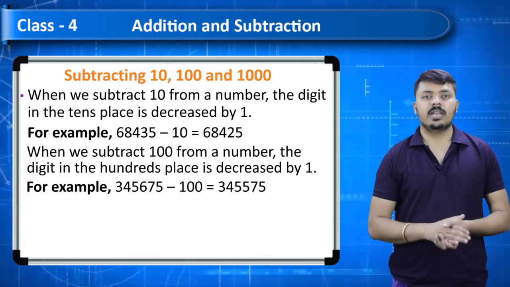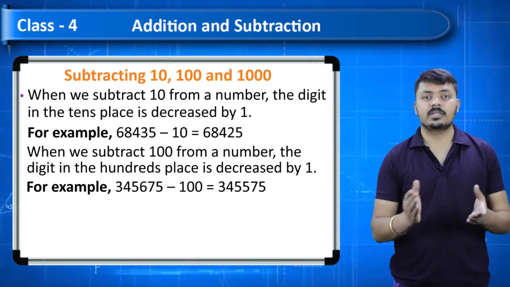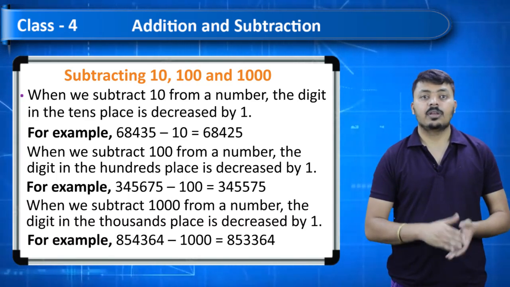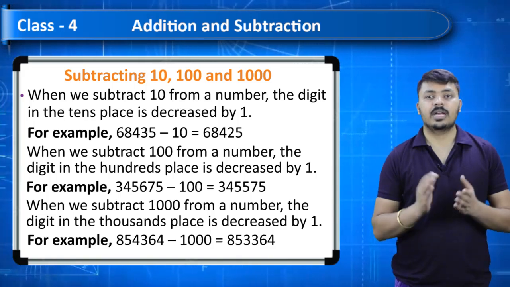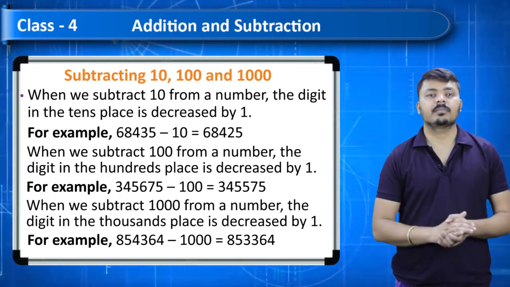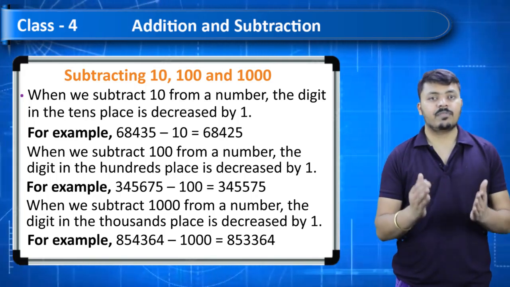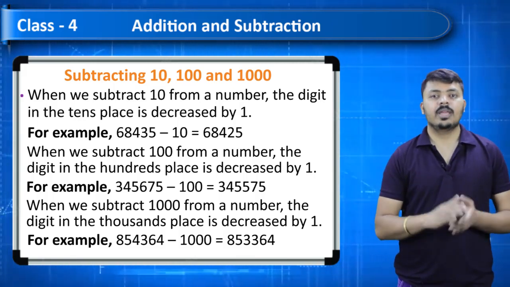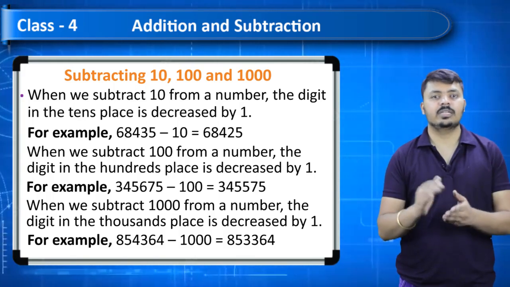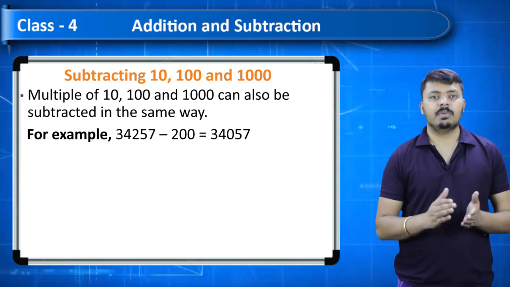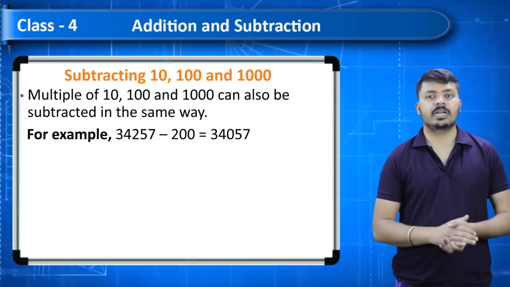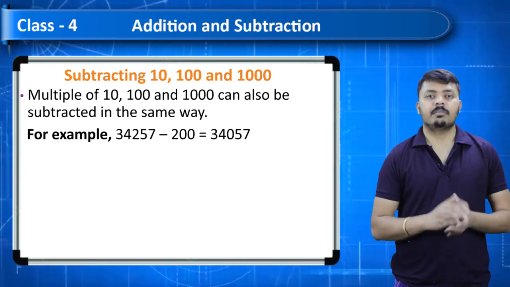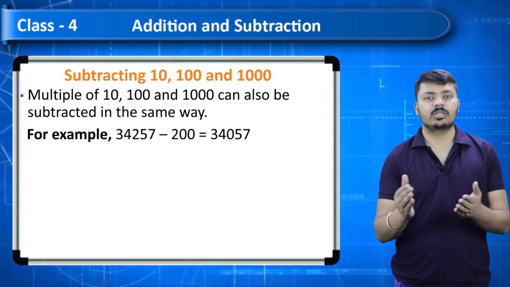When we subtract 100 from a number, the digit in the hundreds place is decreased by 1. For example, 3,45,675 minus 100 is equal to 3,45,575. When we subtract 1000 from a number, the digit in the thousands place is decreased by 1. For example, 8,54,364 minus 1000 is equal to 8,53,364. Multiples of 10, 100 and 1000 can also be subtracted in the same way. For example, 34,257 minus 200 is equal to 34,057.